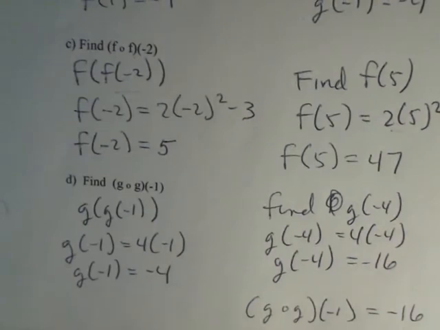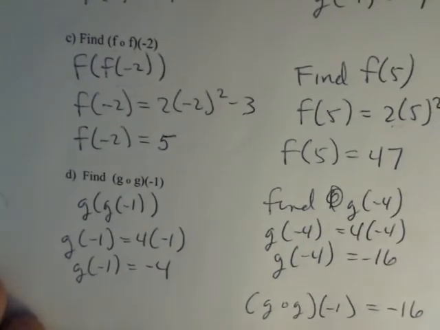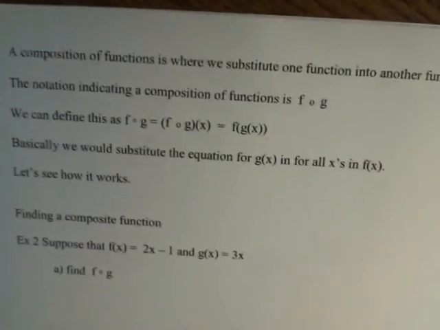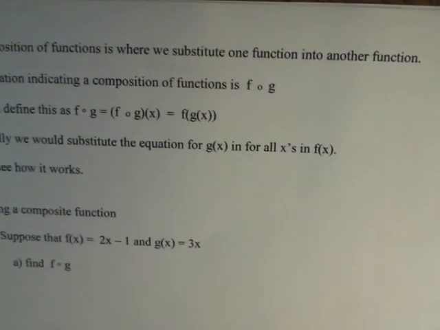So that's what we do when we are evaluating composite functions. We're going to be getting a number as our answer. A true composition of functions, which we're going to do next, does not have a number as its answer. A true composition of functions is where we substitute one function into another function.